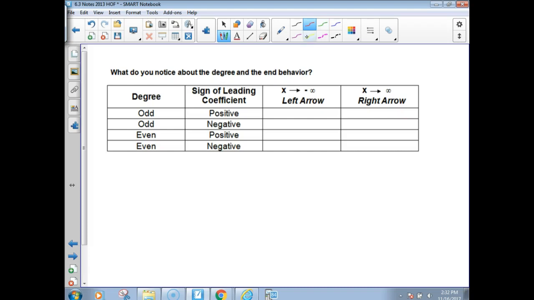We saw that if it was an odd degree and the leading coefficient was positive, then f of x is pointing down on the left and up on the right. If it had an odd degree and the leading coefficient was negative, it pointed up on the left and down on the right. Remember, again, this is left and right: left side of the graph, right side of the graph.